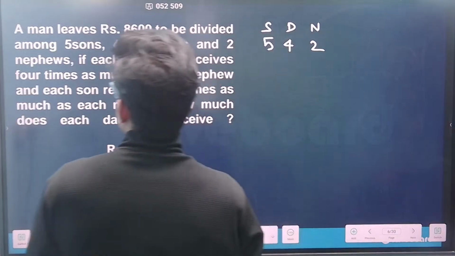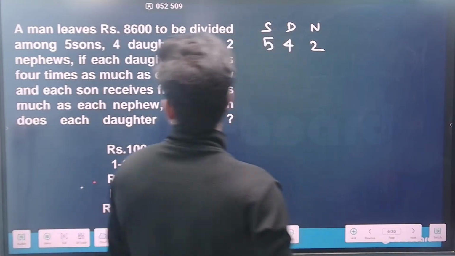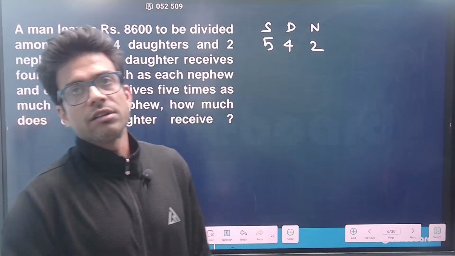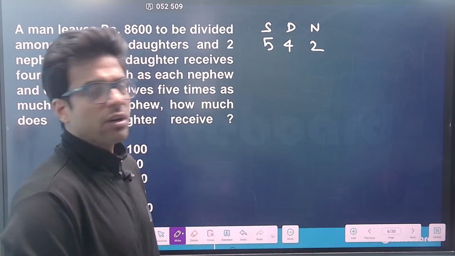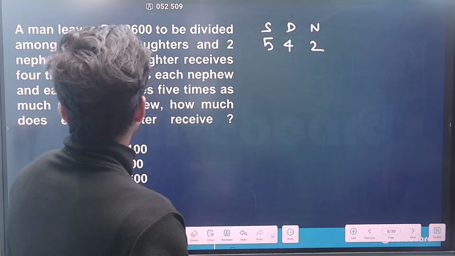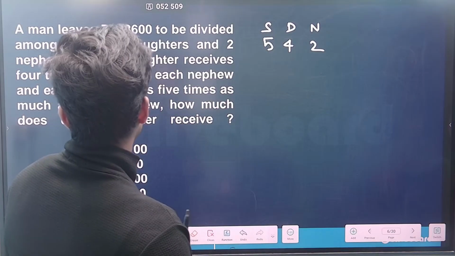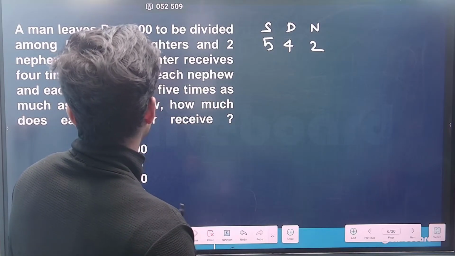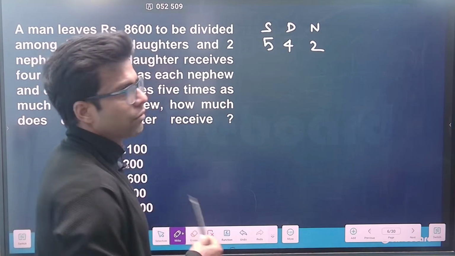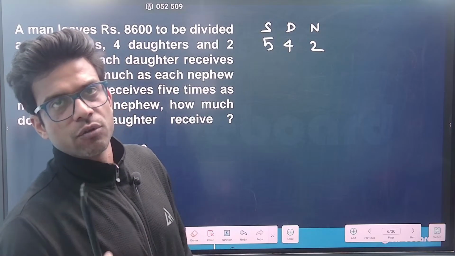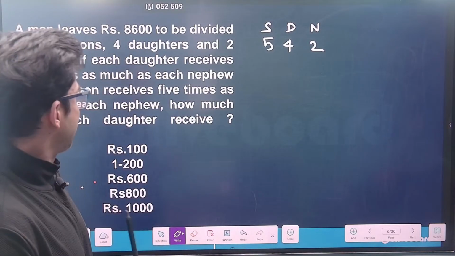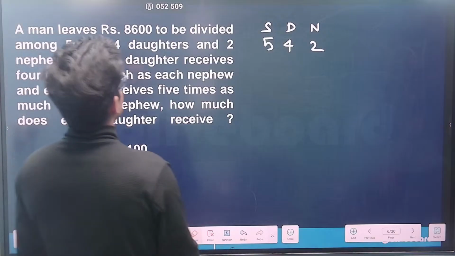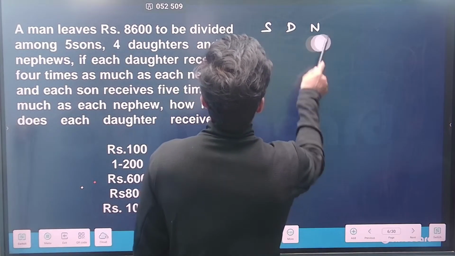If each daughter receives 4 times as much as each nephew and each son receives 5 times as much as each nephew. So basically everyone is receiving 4 times and 5 times. So we need to check that part, okay? So basically guys, how can we solve this question? Come on. How can we solve this?